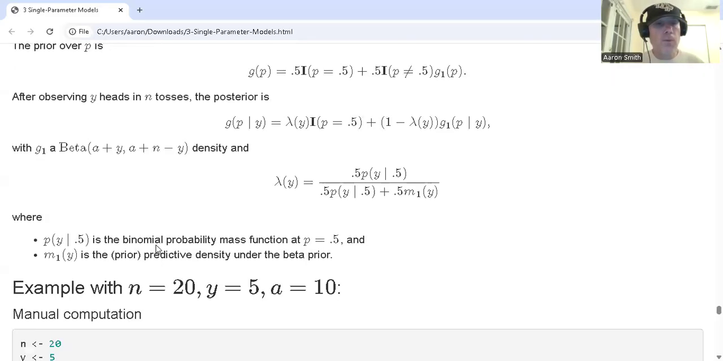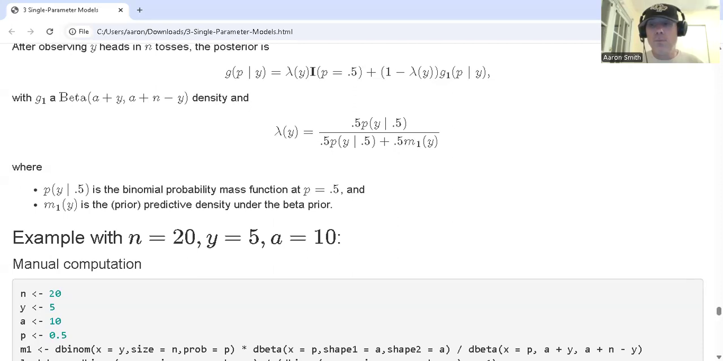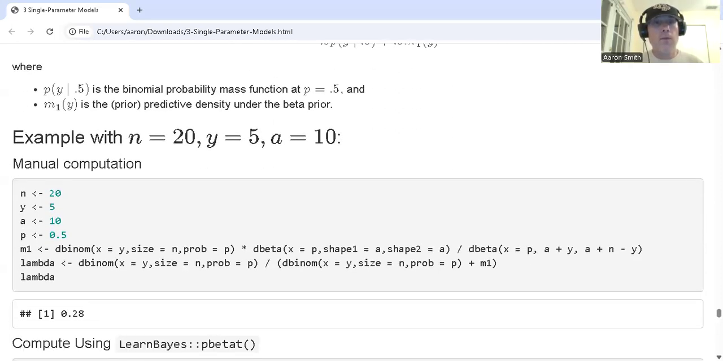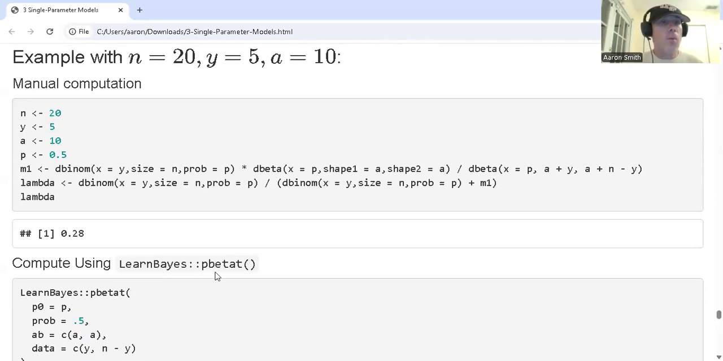Okay. So let's run through the example. Let's do some manual computations. So I'm going to set n equal to 20, number of heads equal to 5. The parameter for the prior beta distribution is 10. p is 0.5. And now I'm going to do some calculations. So that m1, I've got the density of the binomial distribution times beta divided by a beta density.